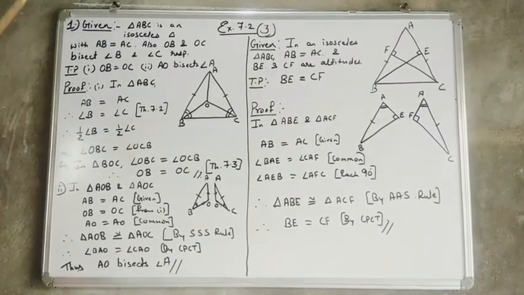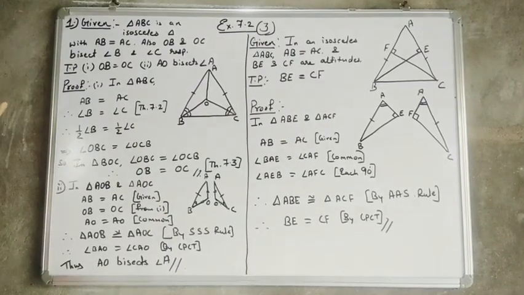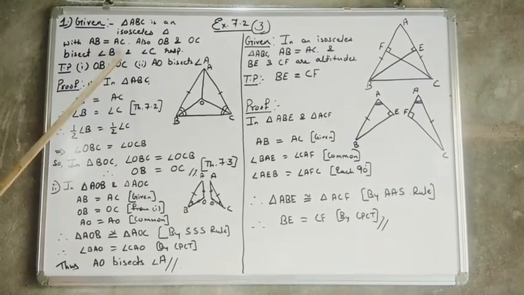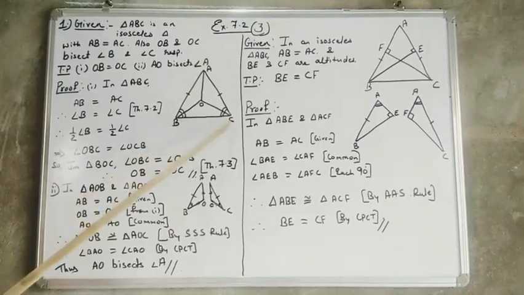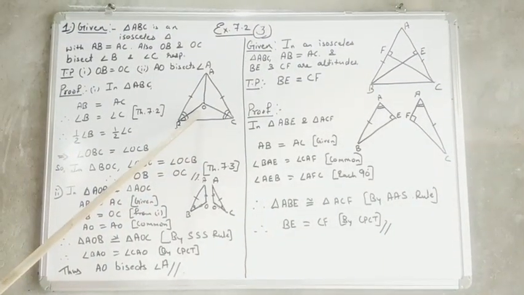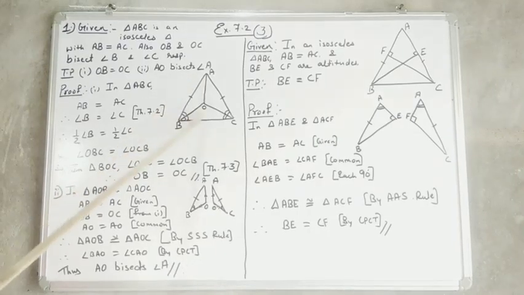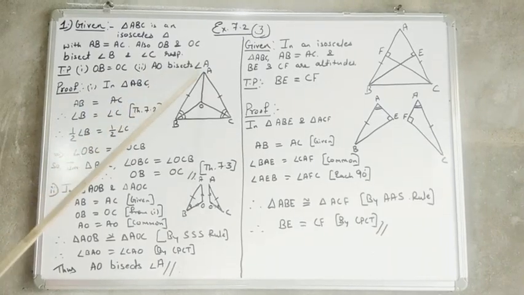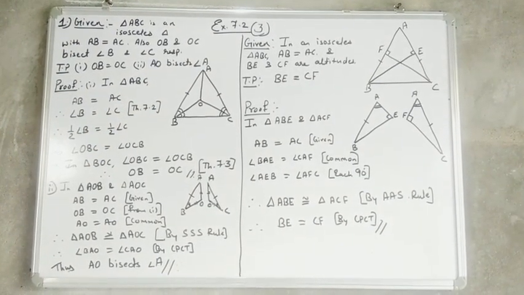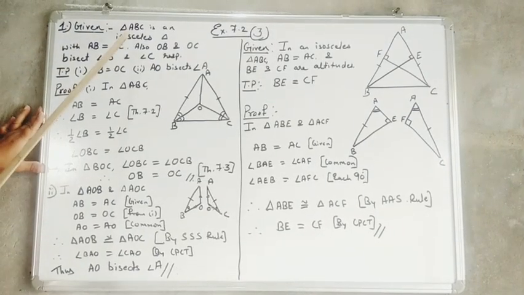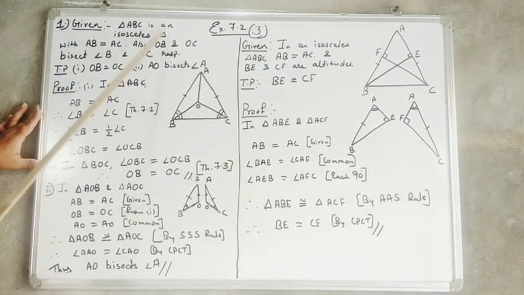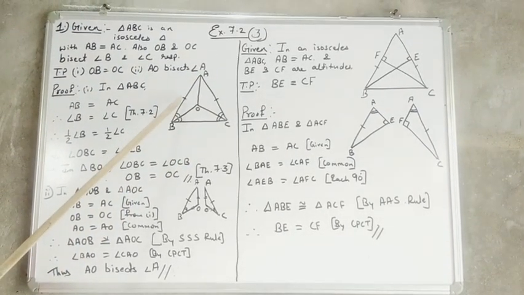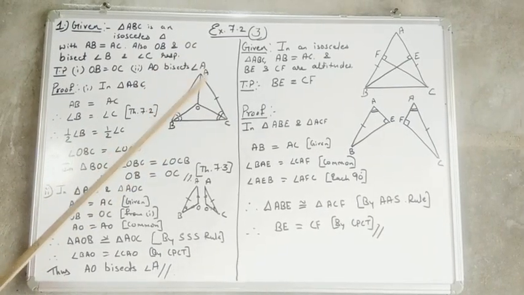So, solving the first question. Reading the question: in an isosceles triangle ABC with AB equal to AC, the bisectors of angle B and C meet each other at O. Join A to O. Show that OB is equal to OC, and AO bisects angle A. Here, what is given, let us write down. Triangle ABC is an isosceles triangle with two sides equal, AB and AC.